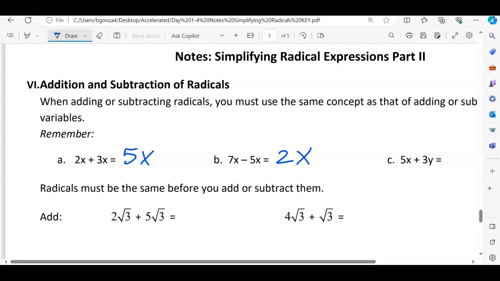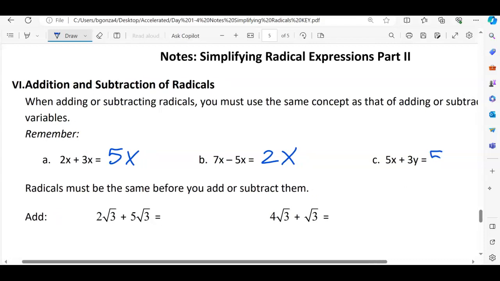So it doesn't change. It's not 8xy, because you're not multiplying the x and the y. Think of it like saying 5 apples and 3 oranges. That doesn't make 8 apples. It doesn't make 8 oranges. They're not like terms. Remember, you can only combine like terms. So 5x and 3y, they're not like terms, so you just rewrite it because it does not add. Cannot combine unlike terms.